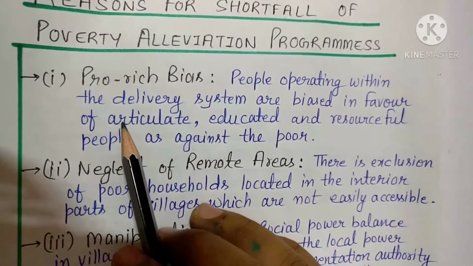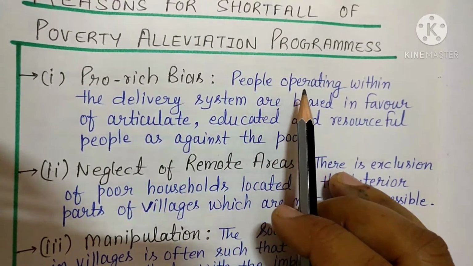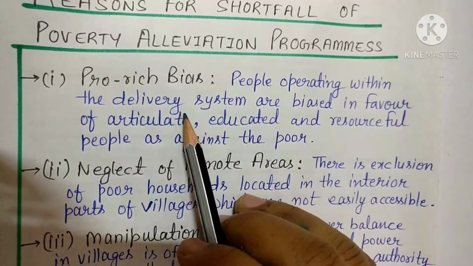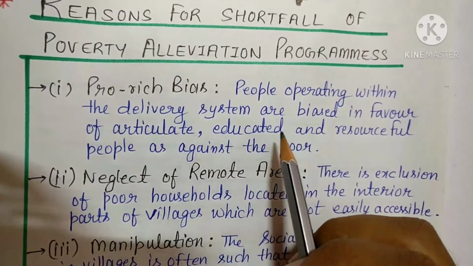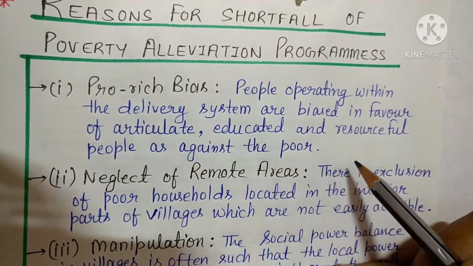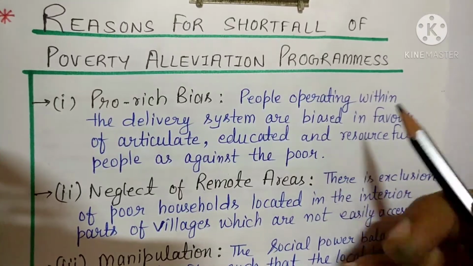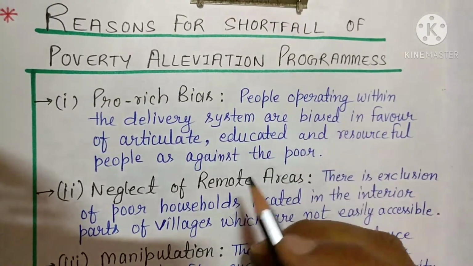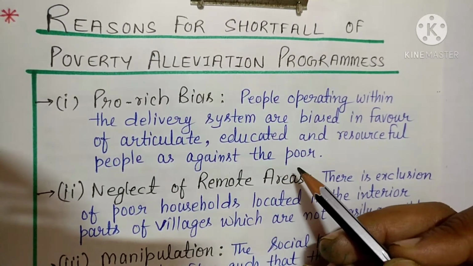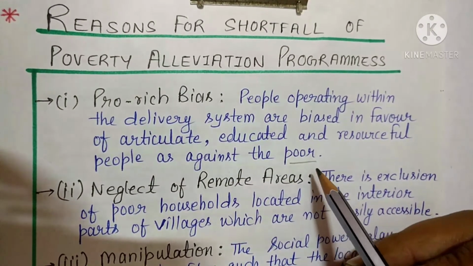So the first one is pro-rich bias. What is pro-rich bias? It is actually the people who are operating within the delivery system, the delivery of jobs and even labor. They are biased in favor of articulate, educated and resourceful people as against the poor people. Poor people don't have that many resources, but those who are rich, articulate and educated have more resources, so they are biased towards them. Okay, so they are ignoring the poor people, those who are more needy.